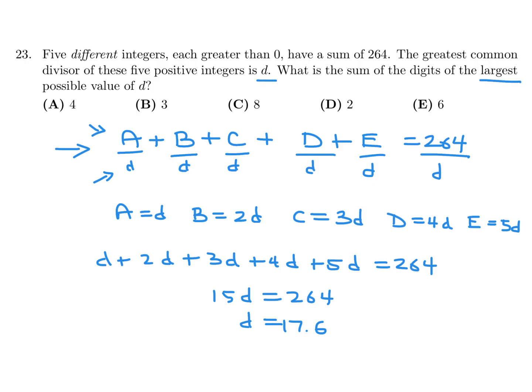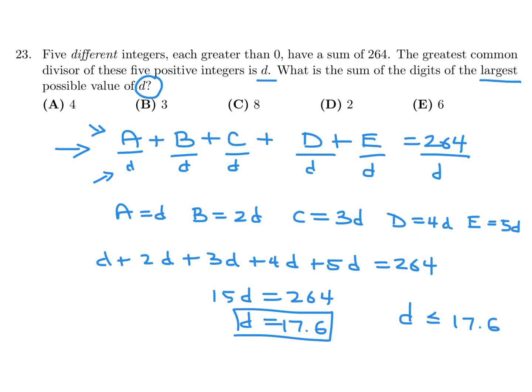Okay. I think I figured out what I did is correct, because I chose the smallest possible values of A, B, C, D, and E, right? So that means I've maximized the value of this D. So this is the largest possible value of D. So therefore, D is most likely less than or equal to 17.6. Well, obviously, because 17.6 is the largest.